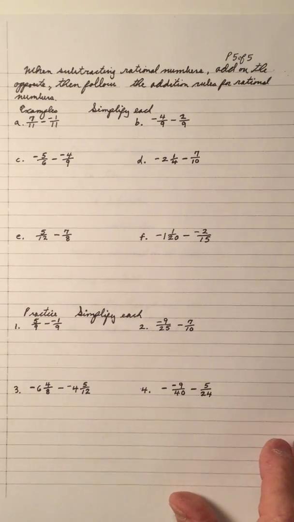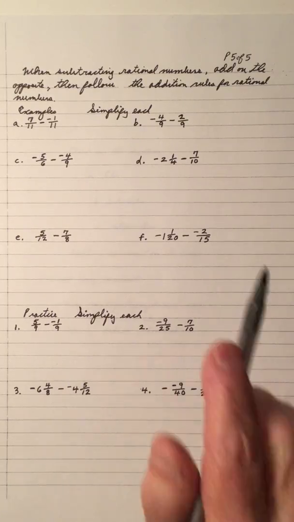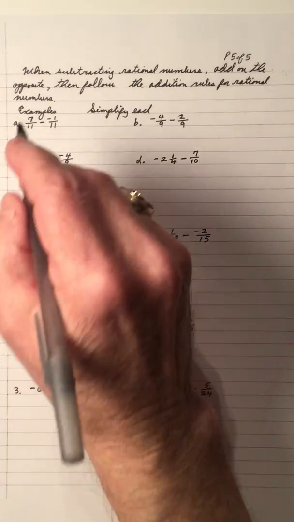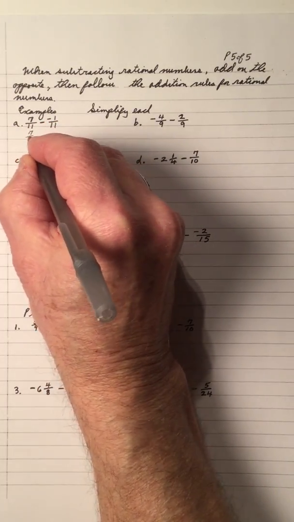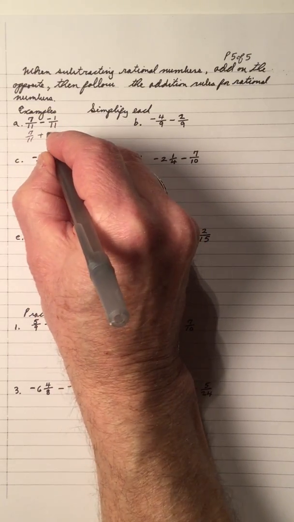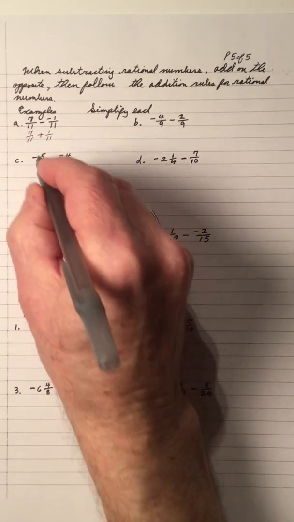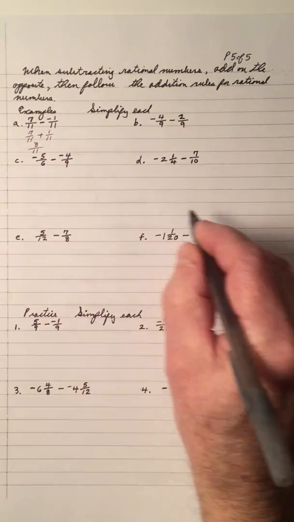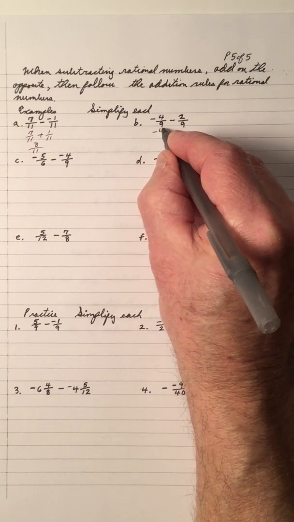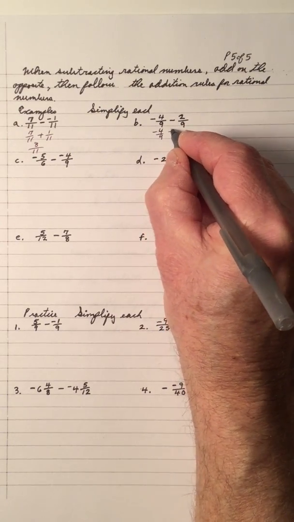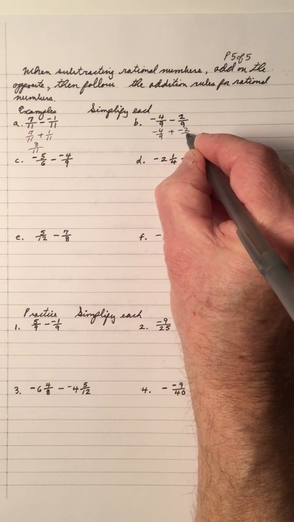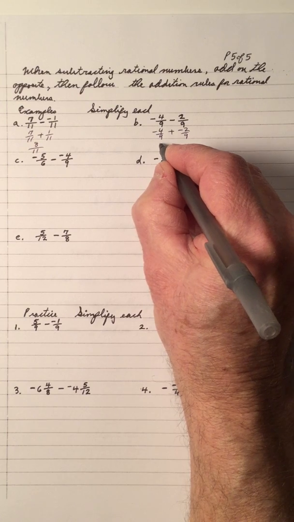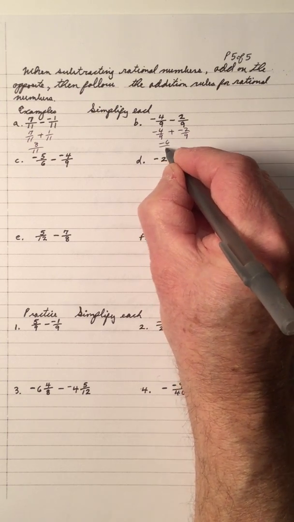So, here we go. When subtracting rational numbers, add on the opposite and then follow the addition rules for rational numbers. So when you're subtracting 7/11, add on a positive 1/11. And 7 and 1 makes 8 when you add over the common denominator. When you're subtracting, you add on negative 2/9. So you add negative 4 and negative 2, which is negative 6/9.